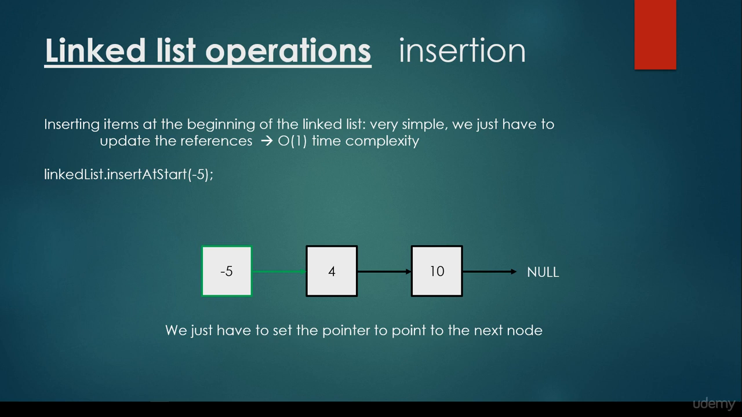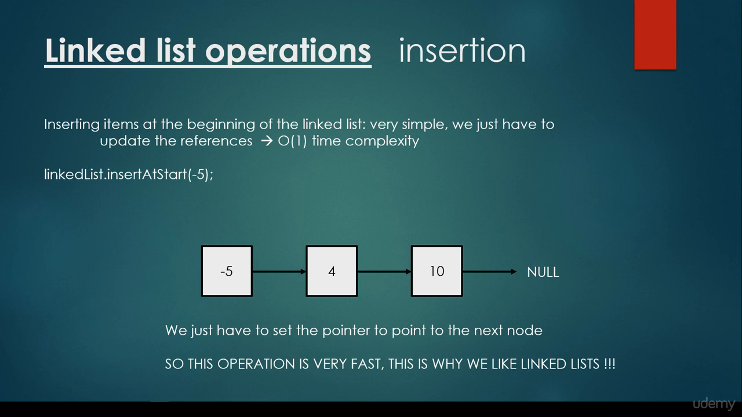So if we are inserting items at the beginning, we just have to set this pointer pointing to the next node, which in this situation is the 4. So this operation is very fast, and this is why we like linked lists basically.